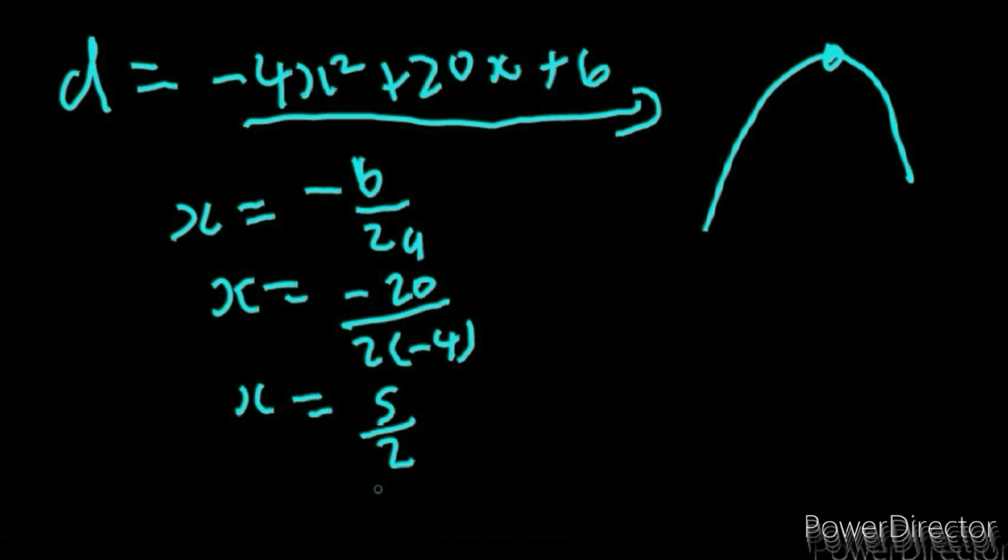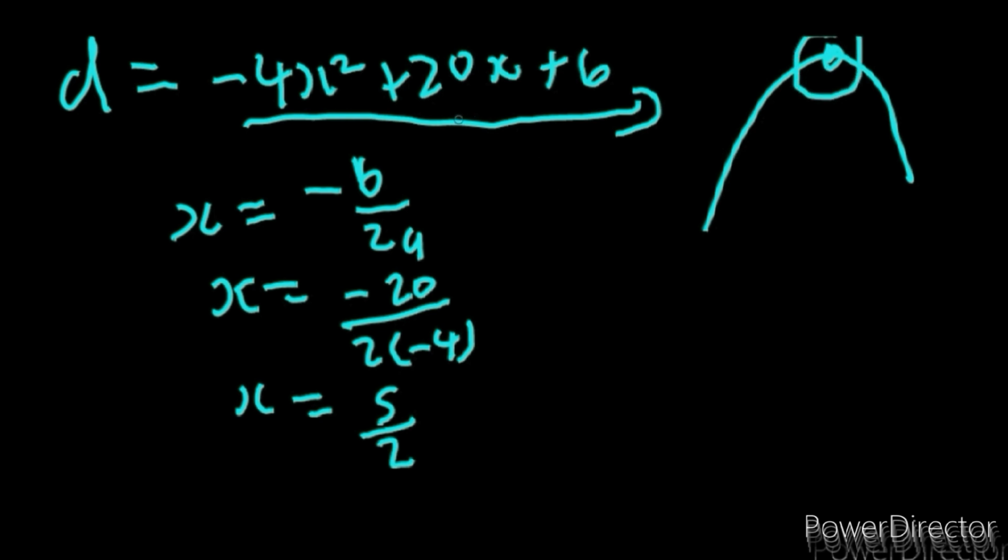So notice that in this question, they didn't ask for the maximum distance. They only asked for the x value that will give us the maximum distance. So in this case, we have to stop here. But if they asked for the maximum distance, then the maximum distance is the y value of the turning point. So we would have to substitute it into the original equation of distance so that we can find the y value of the turning point.